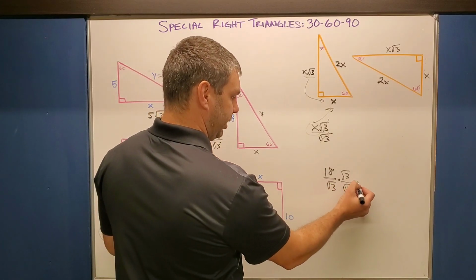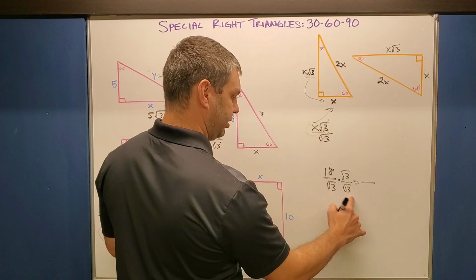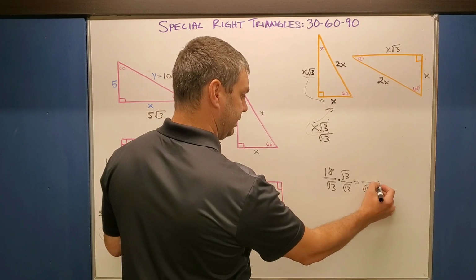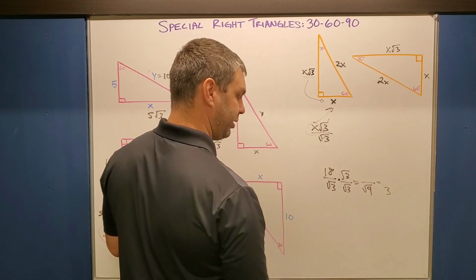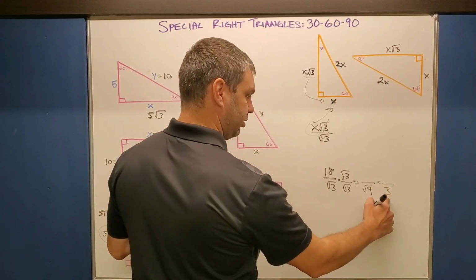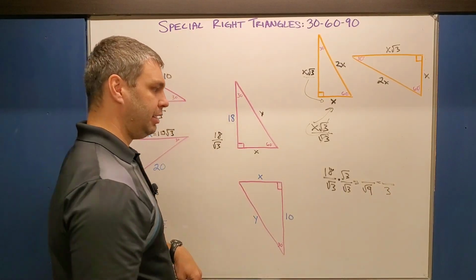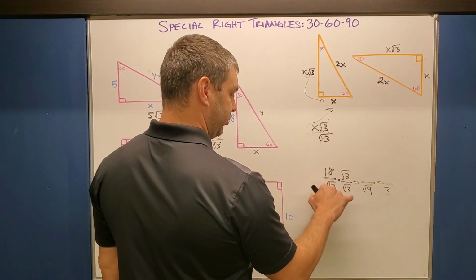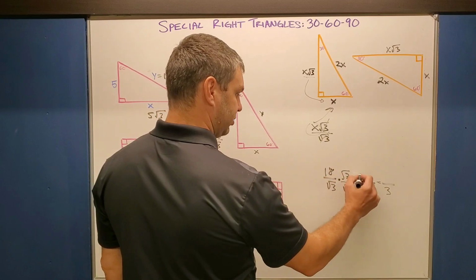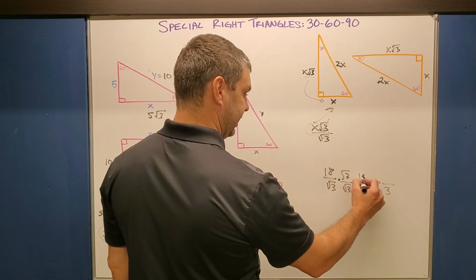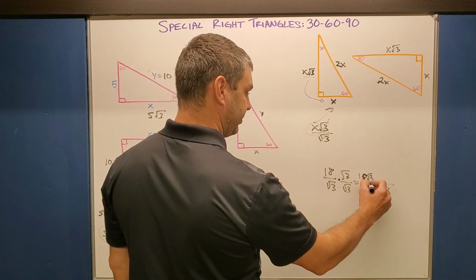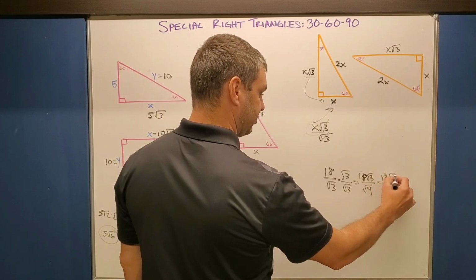What I'm going to do on the bottom, square root of 3 times the square root of 3 is the square root of 9, which eventually just becomes 3 without a square root, which is good. There's no longer a square root in the denominator. On the top, remember we multiply fractions, I can just put those next to each other because one's on the outside and one's on the inside to get 18 square roots of 3.